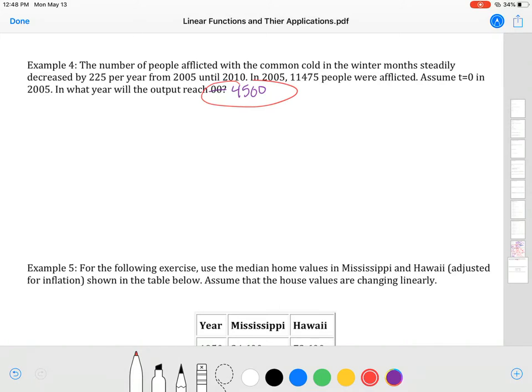In 2005, there was 11,475 people that were afflicted. It says assume T is equal to 0 is in 2005. So T equals 0 represents 2005. So T is going to be the years after 2005.